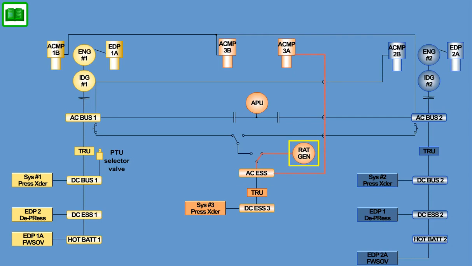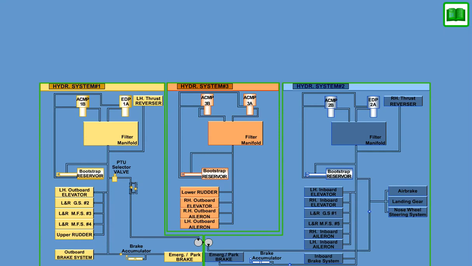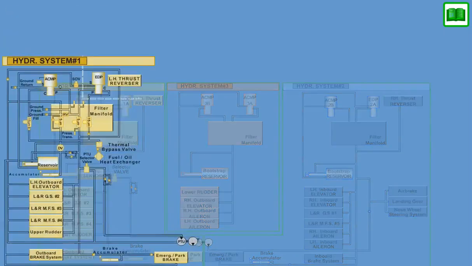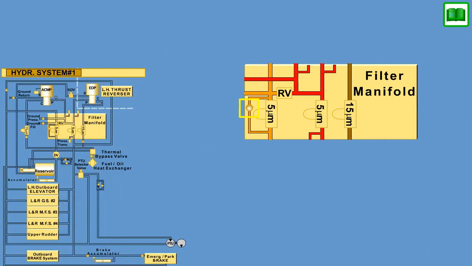The firewall shutoff valves are powered as follows. The EDP1 firewall shutoff valve receives power from the hot battery bus 1, and the EDP2 firewall shutoff valve receives power from the hot battery bus 2. All three filter manifold assemblies incorporate a bypass valve in the return circuit to permit bypassing of hydraulic fluid in the event of excessive restriction of flow through the filter element.